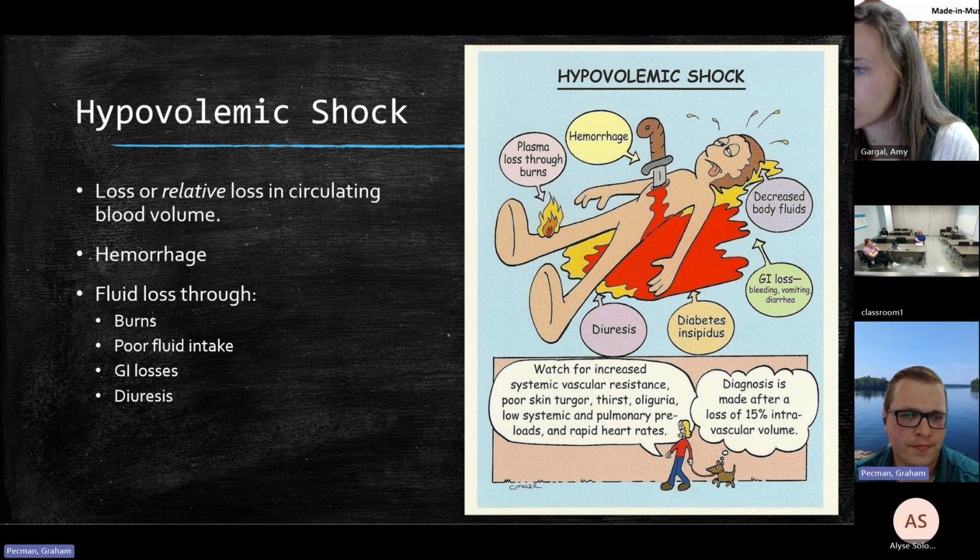So hypovolemic shock results from an actual or relative loss in circulating blood volume. A good example would be a hemorrhage. Relative fluid volume loss can result from a burn, poor fluid intake, or dramatic shifts in intravascular, intracellular, or extracellular fluid volume as well. GI losses, excessive diuresis, anything that's going to increase volume loss.